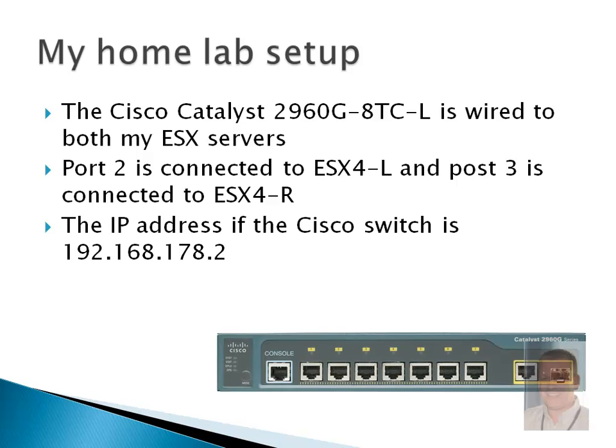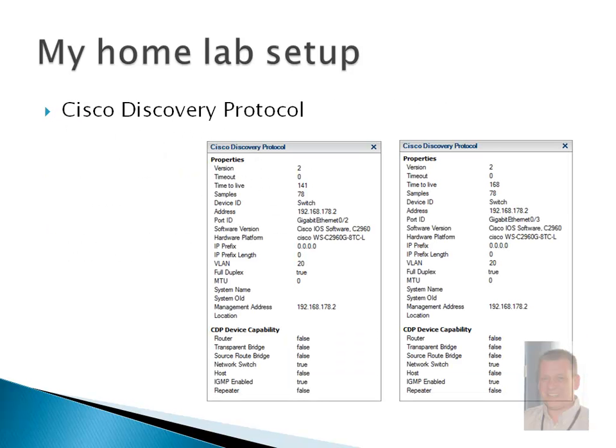The Cisco switch is based on the Cisco Catalyst 2960G. It's a real cool device, I already said that. It's connected to my two ESX hosts. Port 2 is connected to ESX4-L, and L stands for left. And port 3 is connected to my ESX4-R. So both ESX hosts are only using one physical NIC, and those physical NICs are connected to port 2 and port 3. The management IP address of my physical Cisco switch is 192.168.178.2. We need that later on when we are going to use the Network Assistant from Cisco.